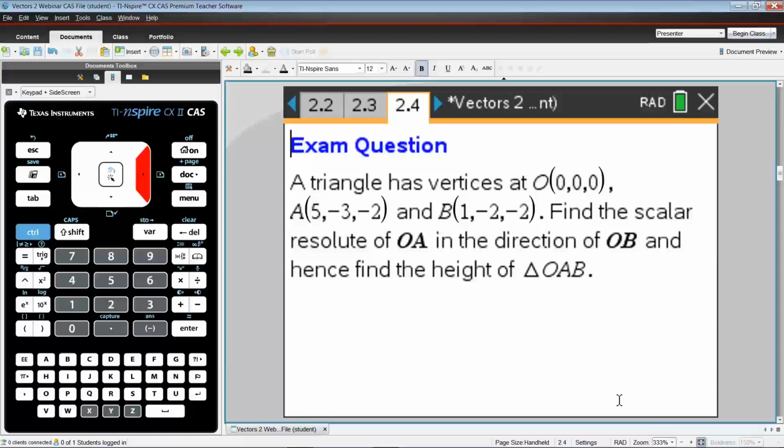Okay, so we've got a triangle that has vertices at the origin. We've got a 3D Cartesian axis here. Vertices at the origin, at the point A, 5, -3, -2, and the point B, 1, -2, -2. So our job, first of all, is to find the scalar resolute of OA in the direction of OB, and use this, hence, to find the height of the triangle OAB. Okay, so this is quite an advanced question, and in order to really get full use out of this, we need to look at a diagram.